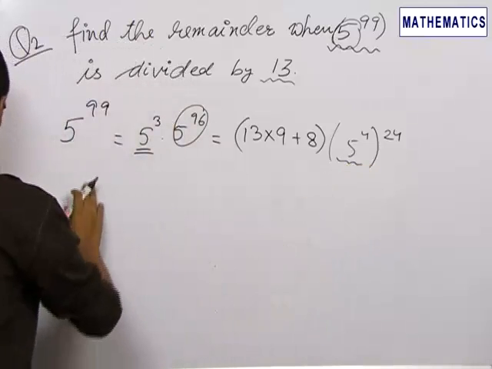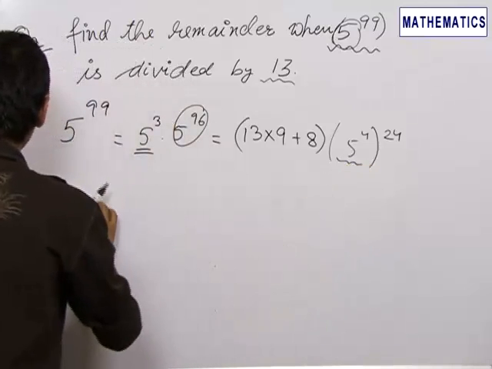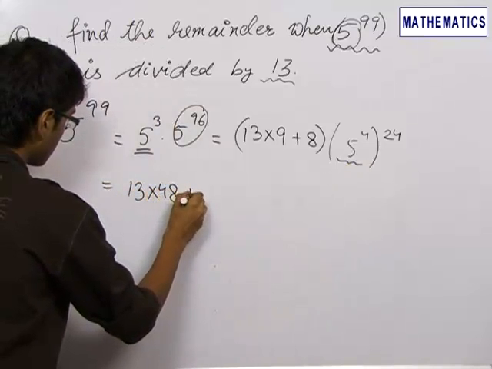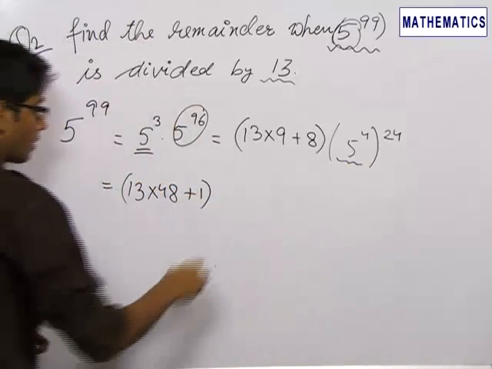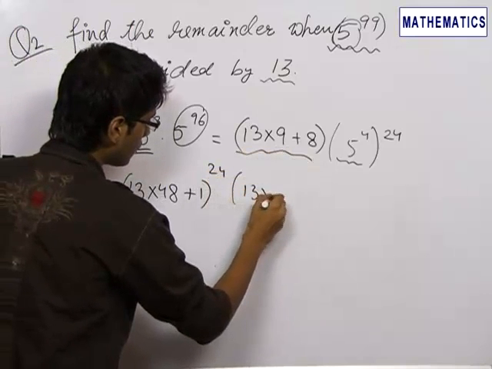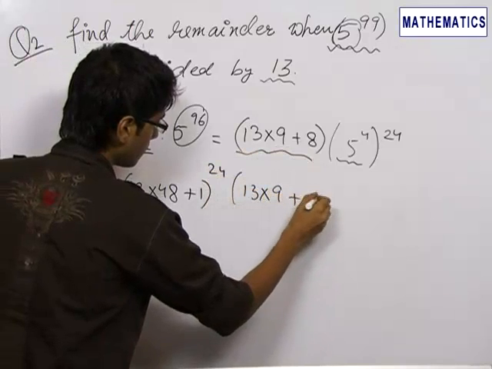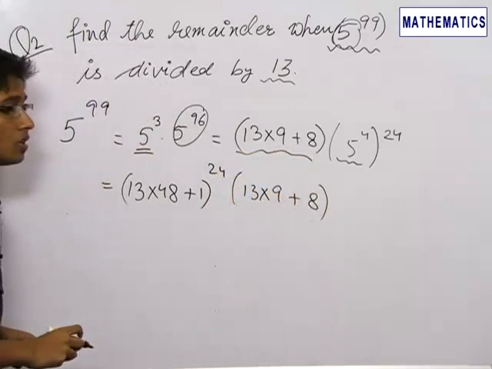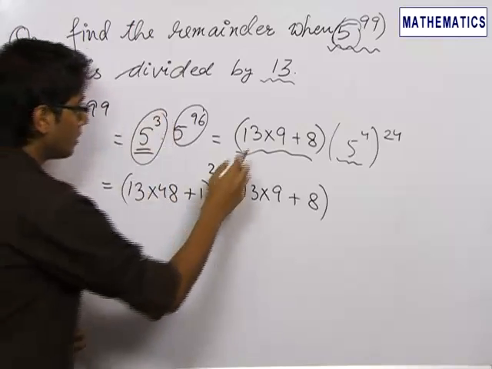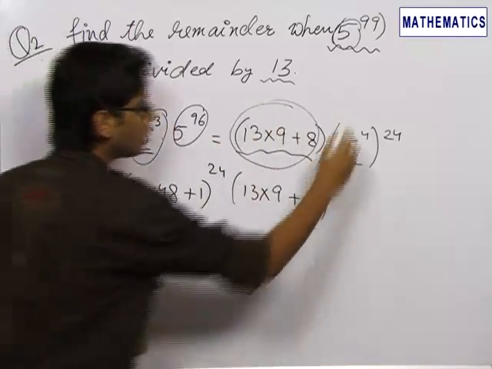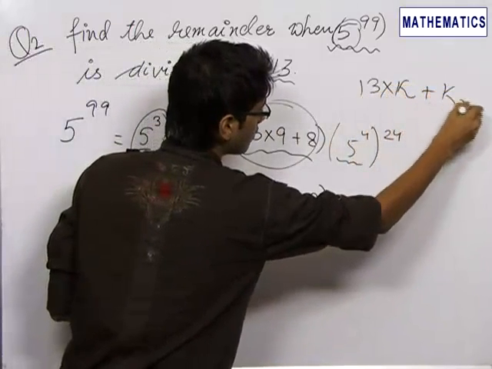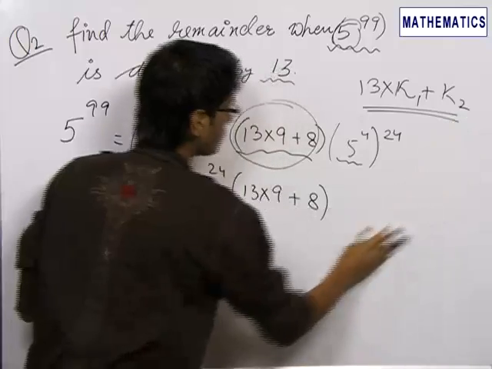Now this 625 can be written as 13 into 48 plus 1, and this is as 13 into 9 plus 8. So what you are seeing is we are converting all the factors like 125 into 13 into some constant plus a constant form.